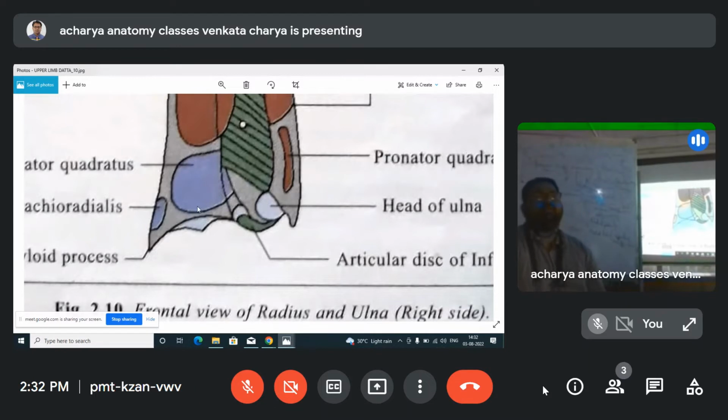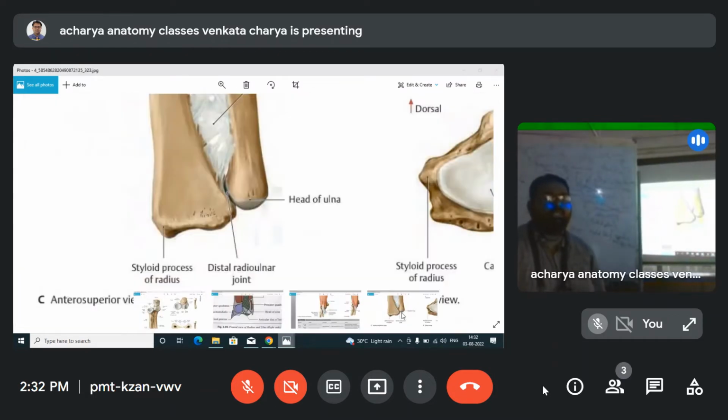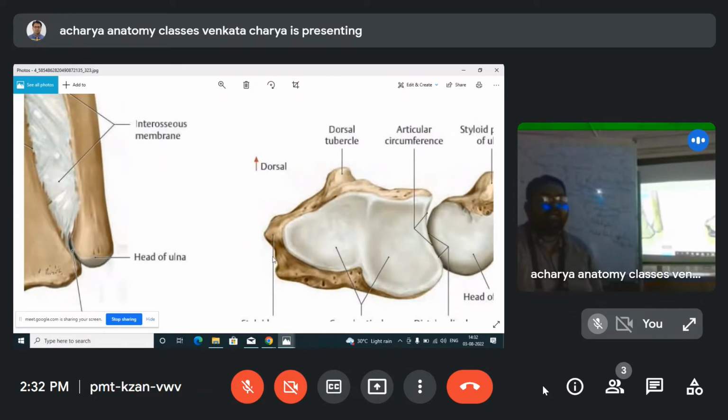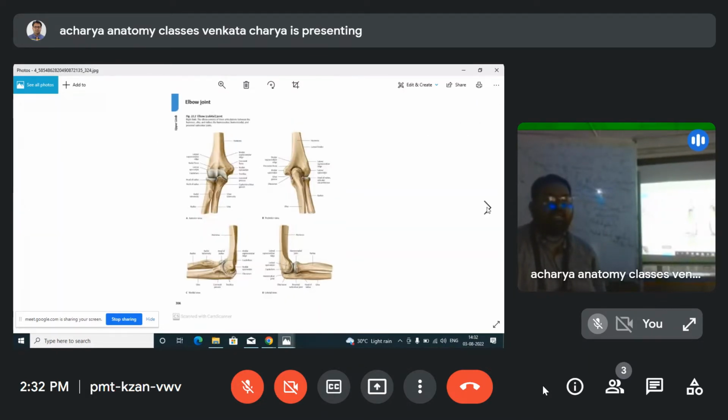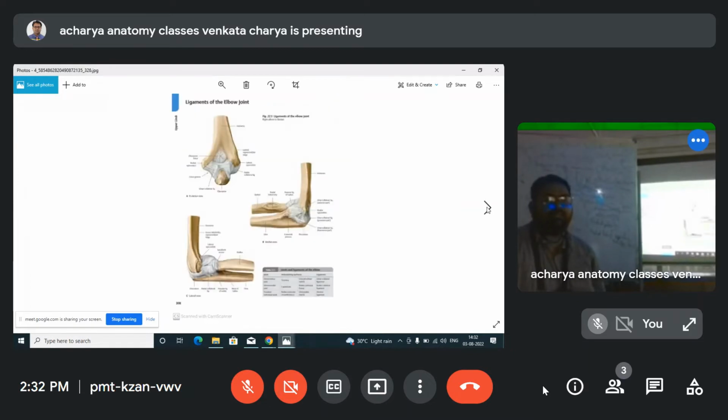So this one is inserted into the anterior surface of the radius. Are you getting? Then come to the posterior surface. The posterior surface is the rough surface.